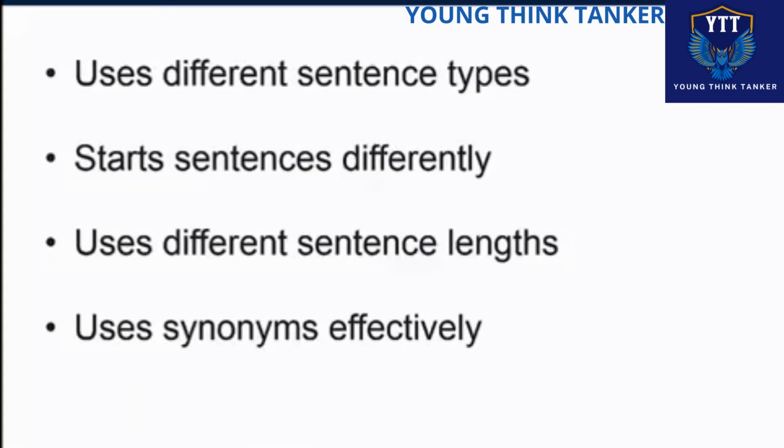So just to review, good writing uses different sentence types. It starts sentences differently. It uses different sentence lengths and uses synonyms effectively. If you remember those four things, you should be able to create a better writing style.